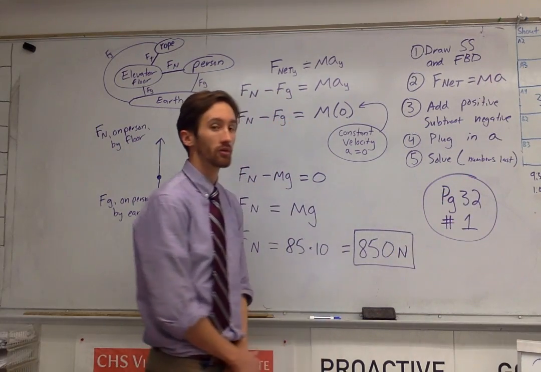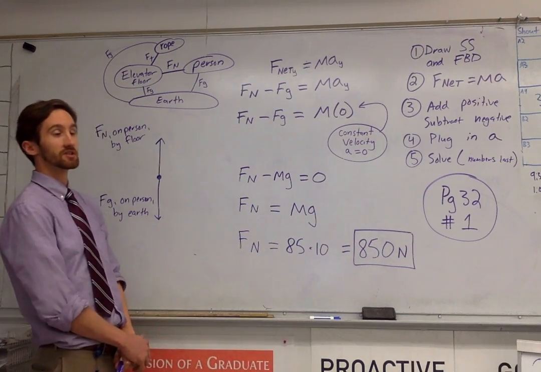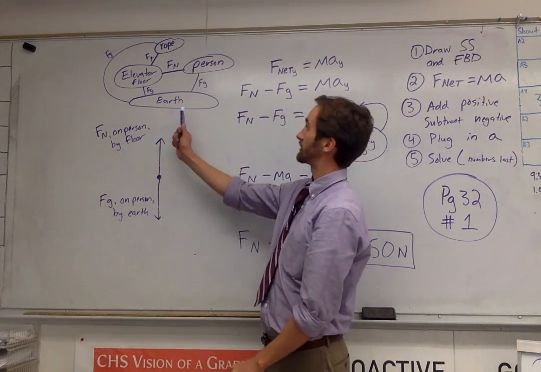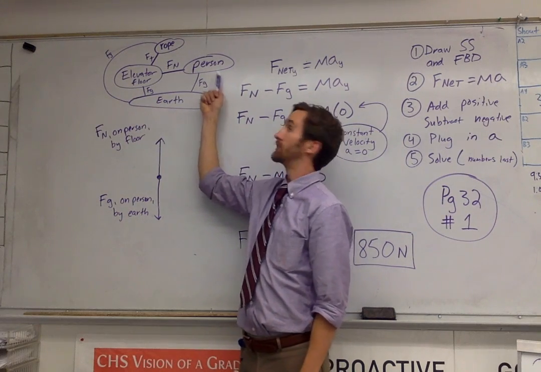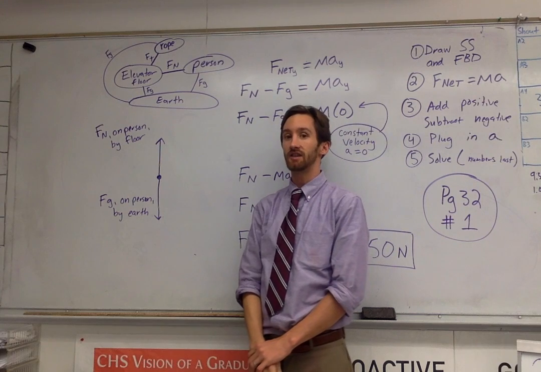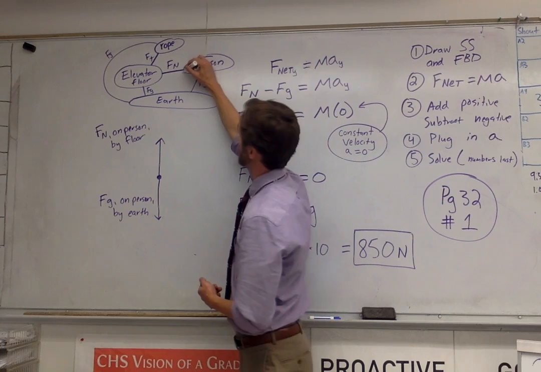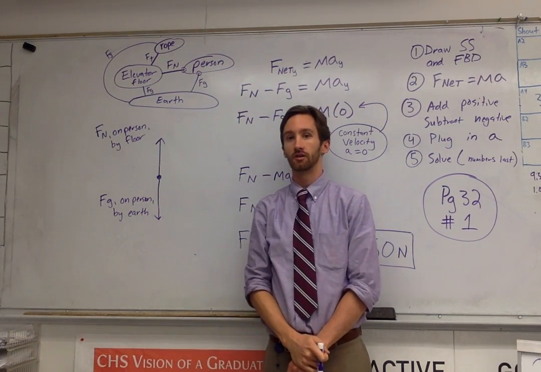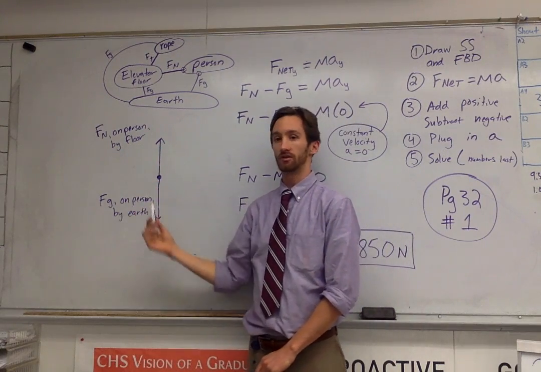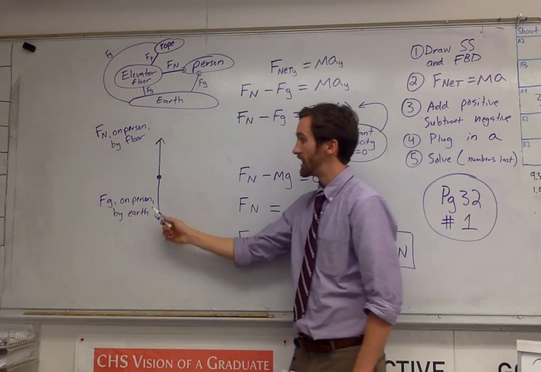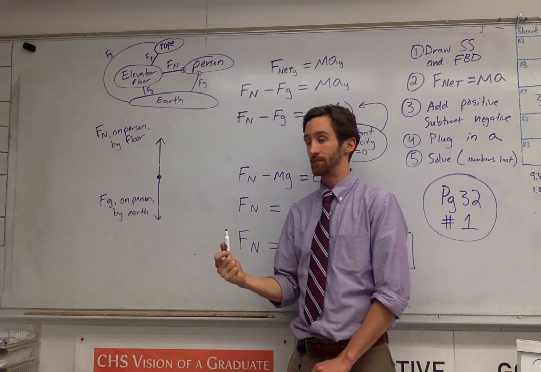So in this problem, we have a student riding in an elevator. You can see my system schema here. I've got the earth, the elevator floor, the person, and the rope. You'll notice that the only things touching the person are the gravitational force and the normal force. So when I draw my free body diagram, I should have the normal force from the floor pushing up and the gravitational force from the earth pulling down.